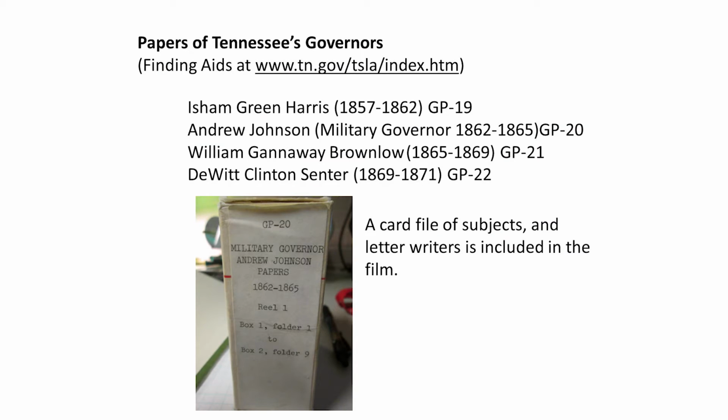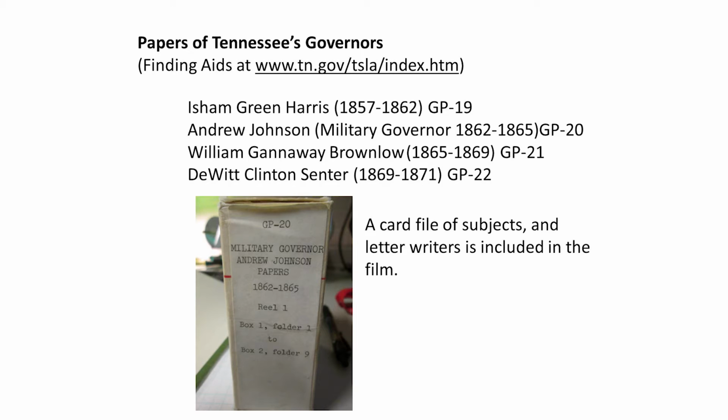Okay. There are four collections of governor's records here. That includes Isham Harris, Andrew Johnson, who was the military governor during the war, William Brownlow, Parson Brownlow, after the war, and then DeWitt Clinton Senter on through 1871, okay? So these are the governor's papers that cover the time period in which most of the war activities and post-war activities would have occurred, okay?